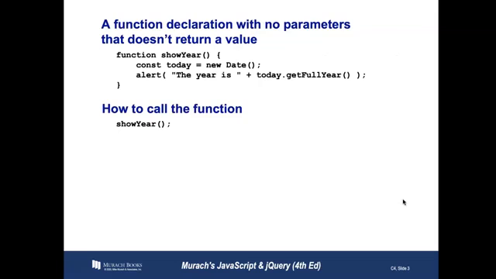So a function declaration that has no parameters and that does not return a value is shown below. Here we have a function called showYear, which has a constant called today. It's a constant because it never changes. The fact is today will always be equal to the new Date object, so today will always be today. And when we alert "this year is" and we concatenate the value today.getFullYear, you'll see that this will alert whatever the current year is. So we call that function just by calling showYear with the empty parentheses. Again, no argument is passed in this example.